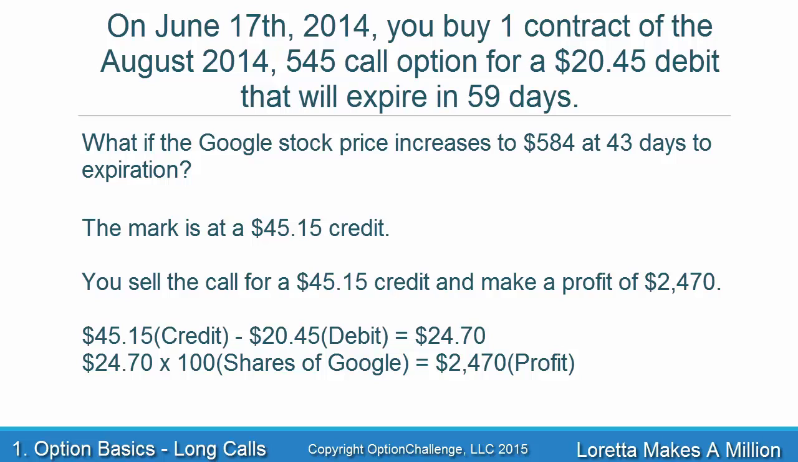You sell the call for a $45.15 credit and make a profit of $2,470. Here's how the profit is derived. You subtract the $20.45 debit that you paid to buy the call option from the $45.15 credit you received when you sold the call option, which would equal $24.70. Remember that one contract is equal to 100 units of the underlying. In this case, 100 shares of Google. So you take the difference in the buying and the selling of the call option and you multiply it by 100.